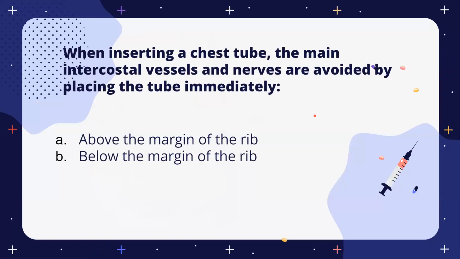Okay, next question. When inserting a chest tube, the main intercostal vessels and nerves are avoided by placing the chest tube immediately above the margin of the rib or below the margin of the rib. Again, I'll give you a little bit of context for the question. We want to insert a chest tube for a pneumothorax, usually a tension pneumothorax.